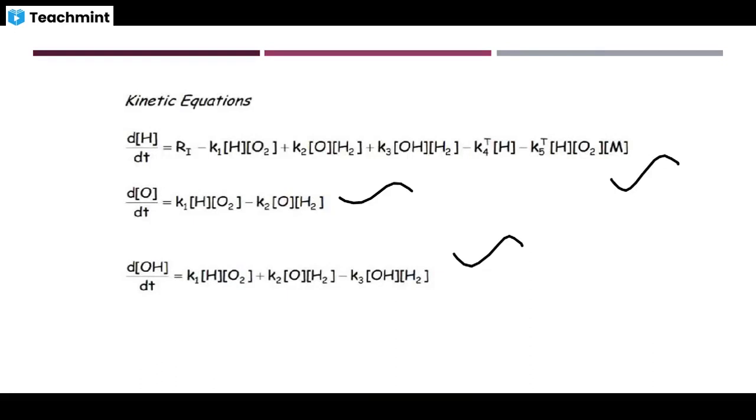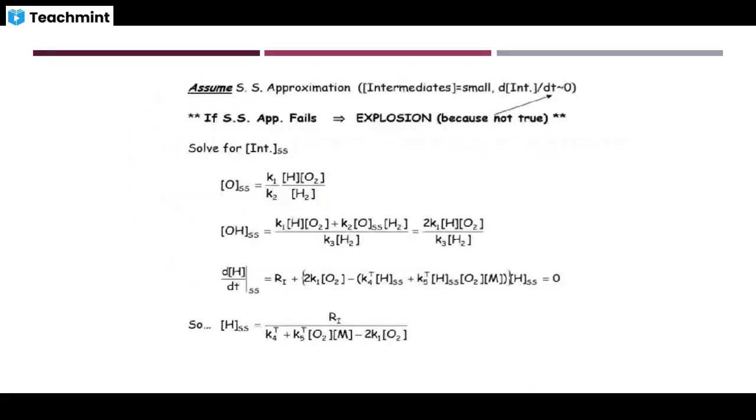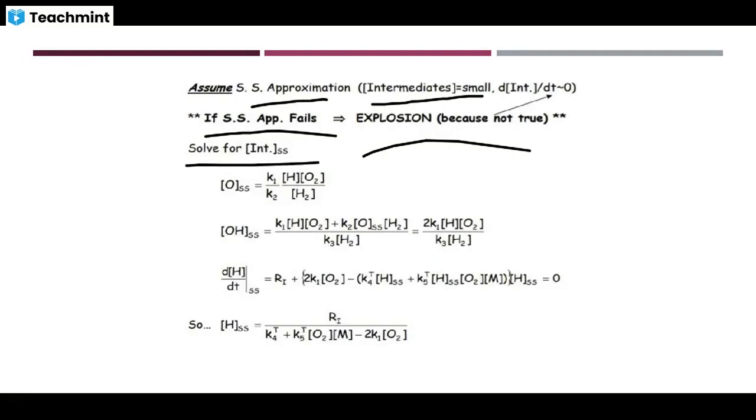Then I assume the steady state approximation. If the steady state approximation fails, it means explosion. What is the steady state approximation? The intermediate concentration is very small. When the intermediate concentration is not very small and it increases, it becomes an explosion. Solve the steady state approximation for O and OH and substitute in the rate equation, and you get the answer.